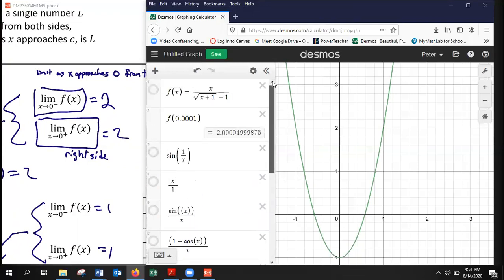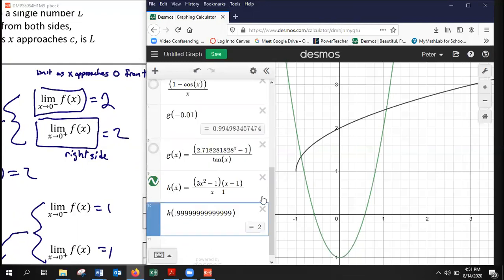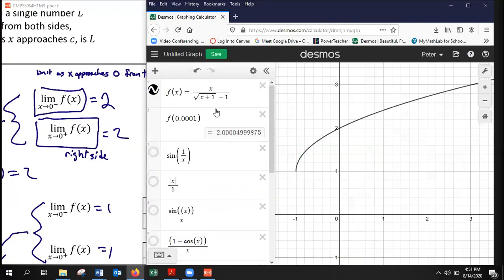So with the problem that I'm looking for up here, f of x equals x over the square root of x plus 1 minus 1. Let me turn off the other graph. So when I'm looking at this function right here, I want to know what the y value is, and we could see it graphically. We could see that the y value should be 2. Now, what is f of 0? Undefined, just like we said.